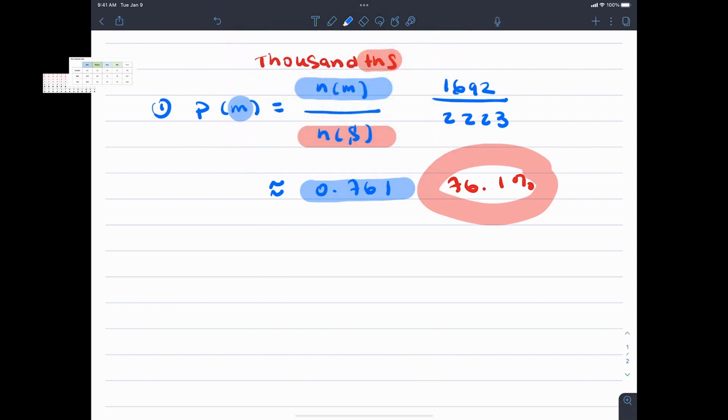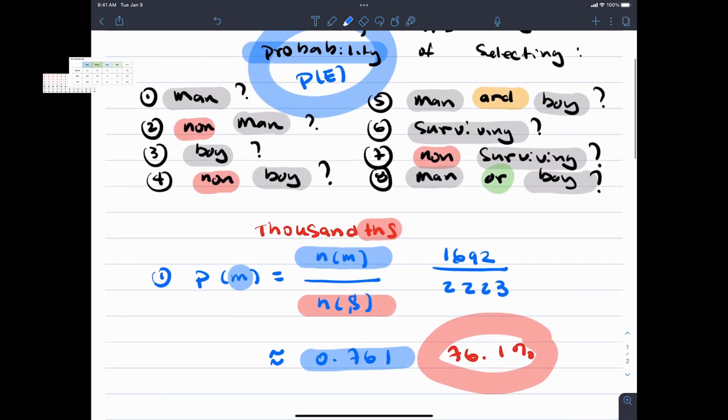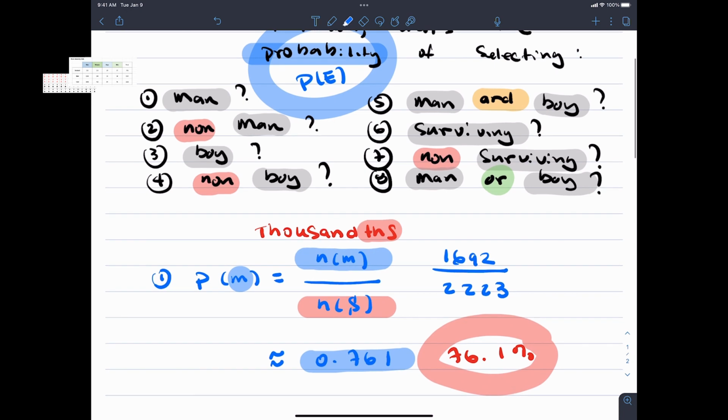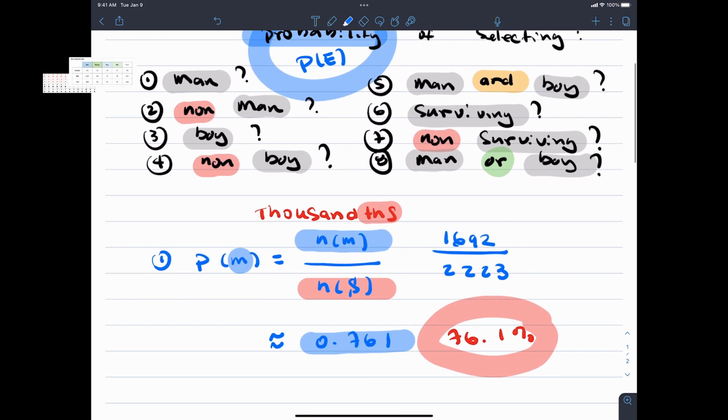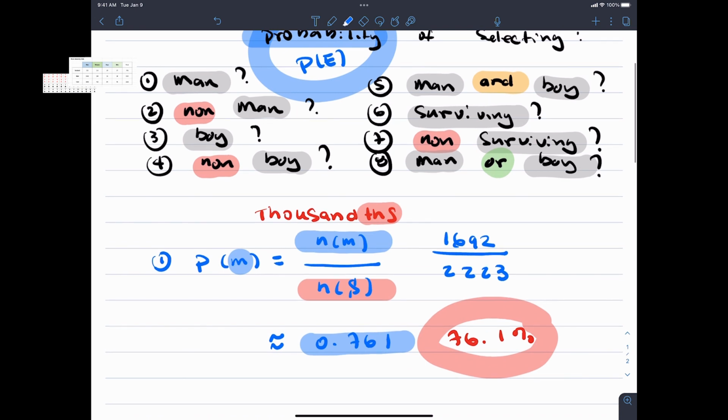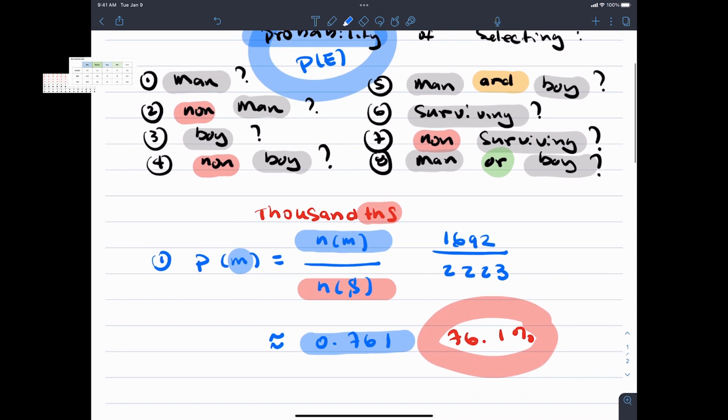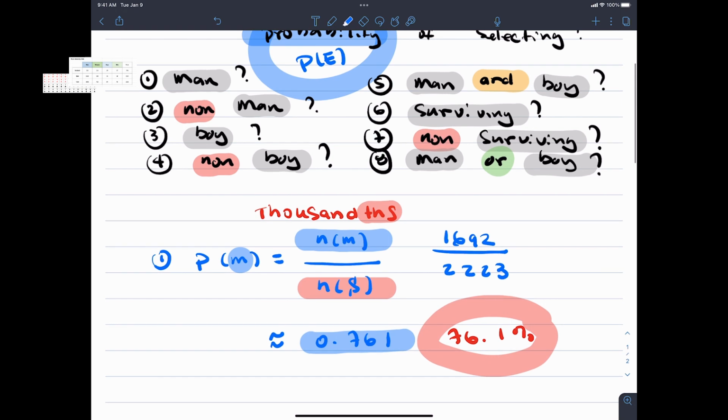You say, well, how do we know? Because that was the question. This is what M stands for. So the probability of selecting a man numerically is 0.761, but that corresponds to a percent of 76.1%. So we know what percent of the passengers were men on the Titanic. All right, you guys okay with question number 1?